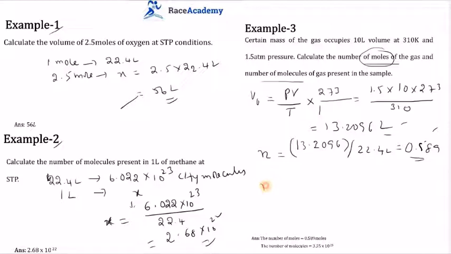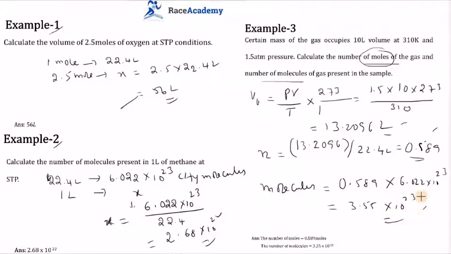When you want to find the number of molecules, the number of moles can be easily multiplied with the Avogadro number. 0.589 into 6.022 into 10 to the power of 23. After simplification, I got 3.55 into 10 to the power of 23 molecules for this problem. So this is our third example. Let us move to the next example.